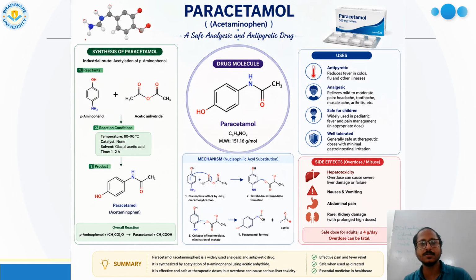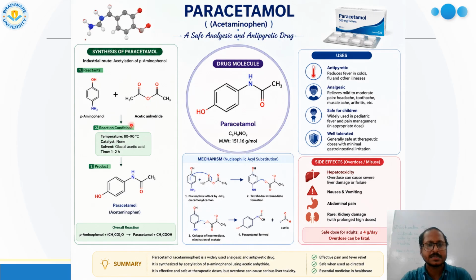The second one is another versatile, commonly used drug molecule. I think everybody knows the name: paracetamol. Whenever we get fever and body pain, we can consume this kind of molecule. This is the synthesized form, a very simple molecule: para-aminophenol and acetic anhydride, and finally we get paracetamol.